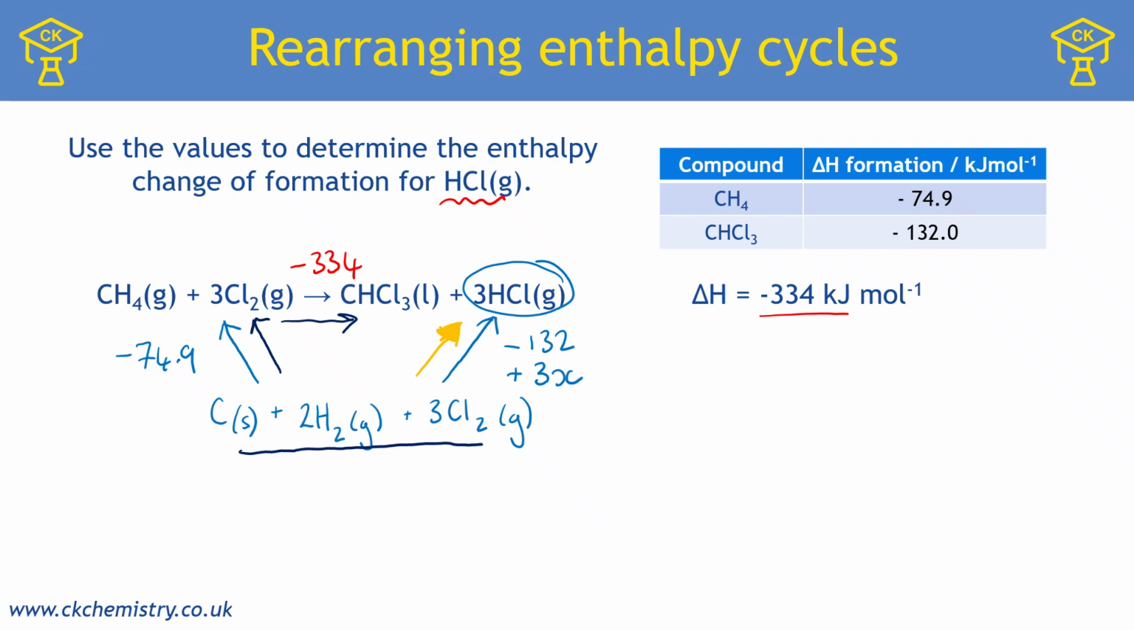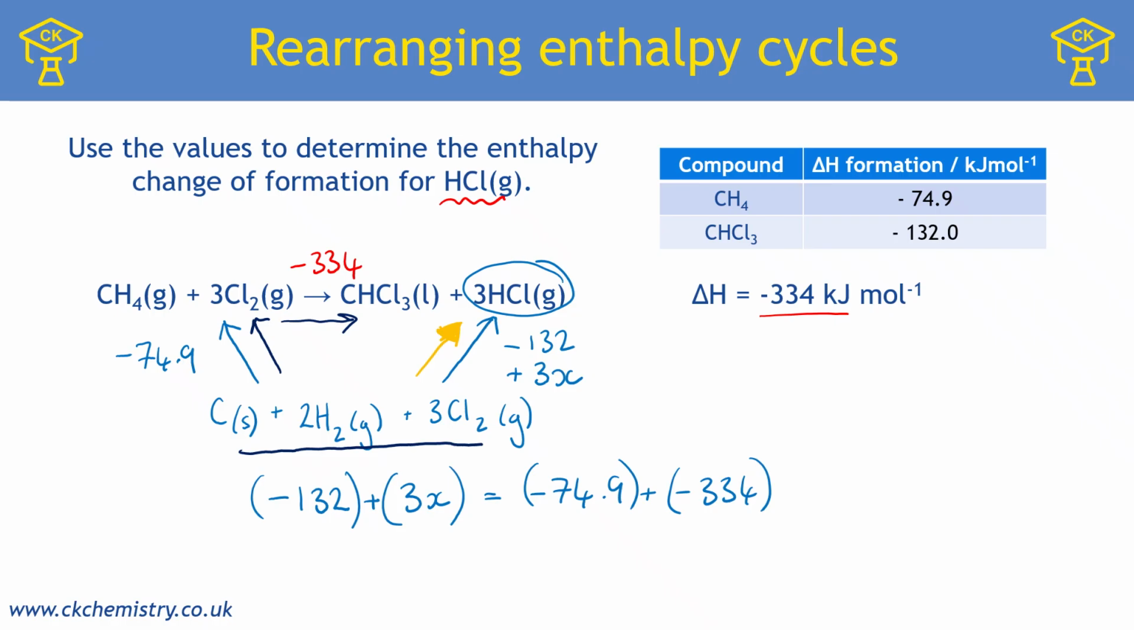So if I put in the numbers, minus 132 plus 3x equals minus 74.9 plus minus 334. You can use brackets if you want, and I quite like that actually, because obviously the calculator does not need them, and you might not either, but the bracket is showing that this is the energy change, enthalpy of formation of all these individual compounds, plus the enthalpy of the actual reaction across the top. It is not what I'm doing to the enthalpy changes. The plus in between the brackets is what I'm doing, adding them together.